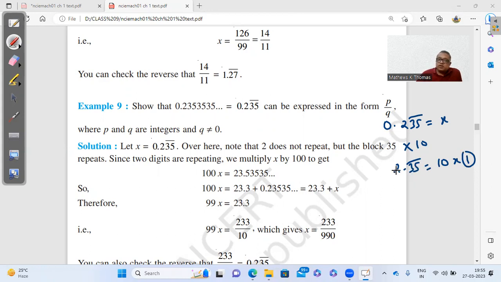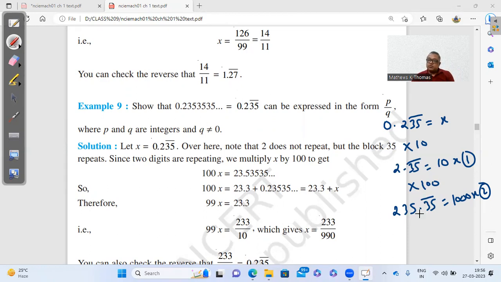Now the same procedure as we did just now. Multiply this by 100. I'm going to multiply both these by 100. So I'm going to get 235.35 bar, because when I multiply by 100, the decimal will shift 2 places to the right. And 100 into 10 is going to give me 1000x. Right? Why am I multiplying by 100? Because there are 2 numbers here. When there are 2 numbers after the decimal, you're going to multiply that by 100.